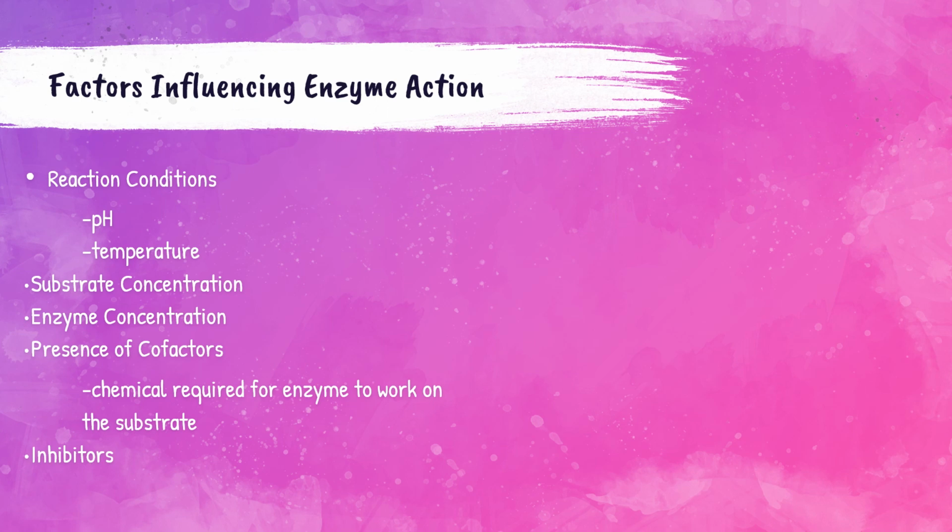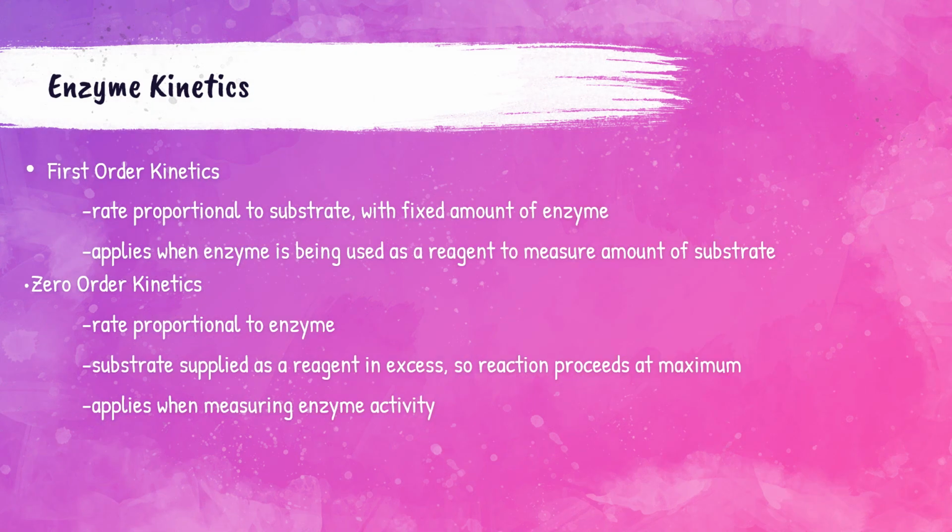The presence of cofactors affects the activity of the enzyme. These are helper molecules that help to assist the enzyme to speed up that reaction. And then lastly, inhibitors are those molecules that affect the activity of an enzyme. These are molecules that either temporarily or permanently interact with the enzyme to reduce the rate of the enzyme's catalyzed reaction. So we'll now briefly discuss enzyme kinetics with first order kinetics and zero order kinetics.